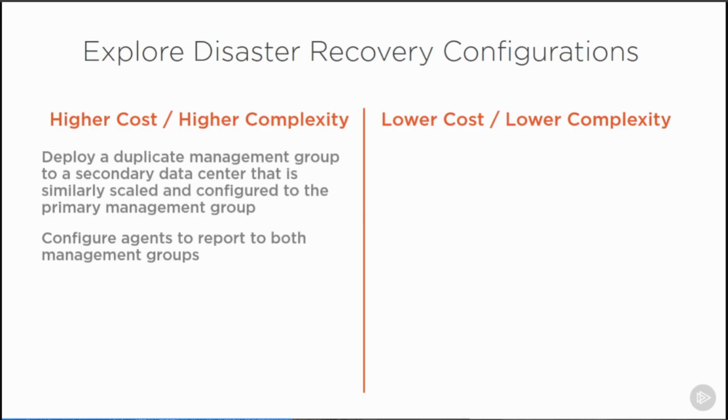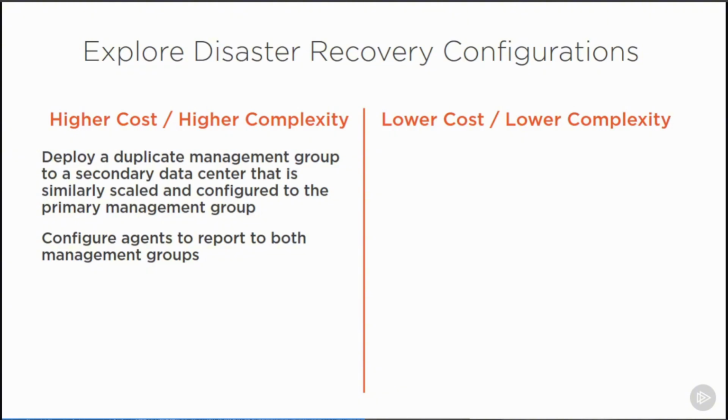On the left-hand side, for higher cost and higher complexity, it is possible to deploy a duplicate management group to a secondary data center or even up into the cloud that has been similarly scaled and configured to the primary management group. So what we're saying here is effectively you are creating an identical Ops Manager infrastructure in that secondary location that has all the servers and all the components and the entire configuration mirrored from your primary implementation in your primary data center.